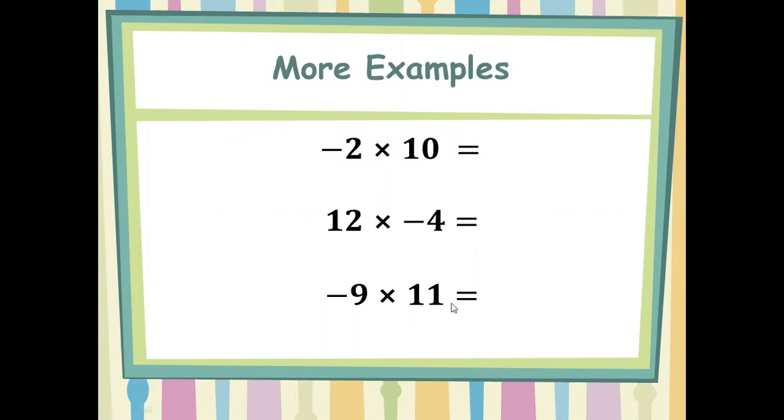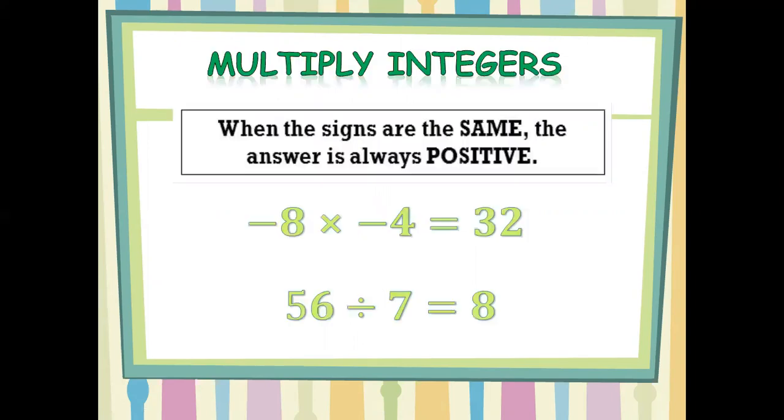Now again, this is going to be a negative answer as well. The product is going to be negative because we are multiplying by negative 9. So negative 9 multiplied by 11 is going to be negative 99. Okay, so let's move on to the other part: what happens when we multiply numbers which have the same sign.